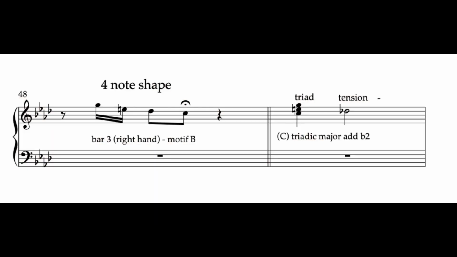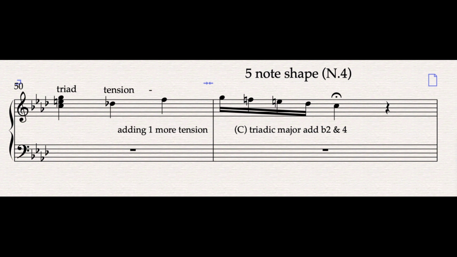The next shape that I bring to your attention is also present in bar 3, as I explained in my previous lesson. It's actually motif B, which indeed embodies a 4-note shape. As so far we have been considering 5-note shapes, we have the option to add a second tension to the 4-note shape and convert it into another 5-note shape. And by doing so, we obtain a triadic major shape with the addition of the flat 2 and a perfect 4 to the tonic of the shape, which is the note C.